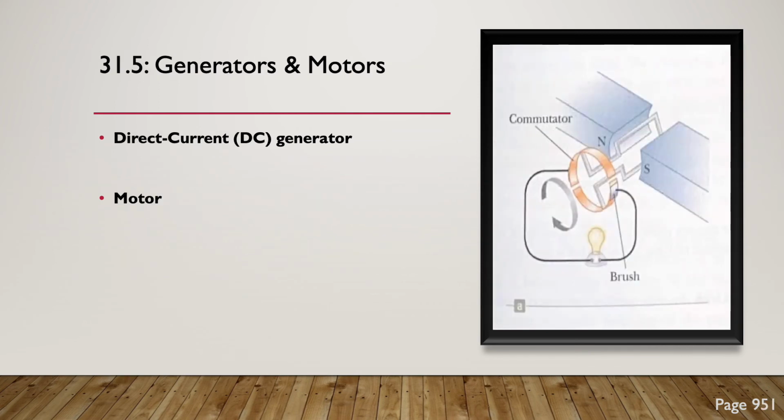Continuing on, we're going to briefly touch on direct current, or DC generators, and motors. A DC generator is essentially the same as an AC generator, except that the contacts to the rotating coil are made using a split ring called a commutator. A motor is a device into which energy is transferred by electrical transmission, while energy is transferred out by work. Essentially, a generator operating in reverse.